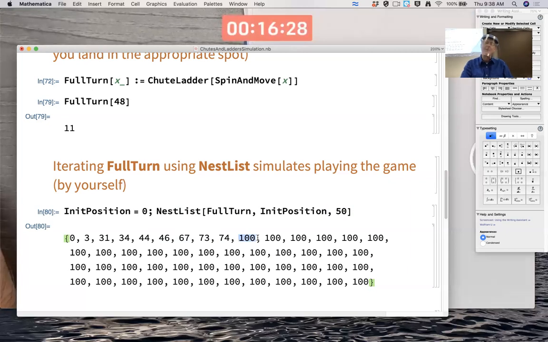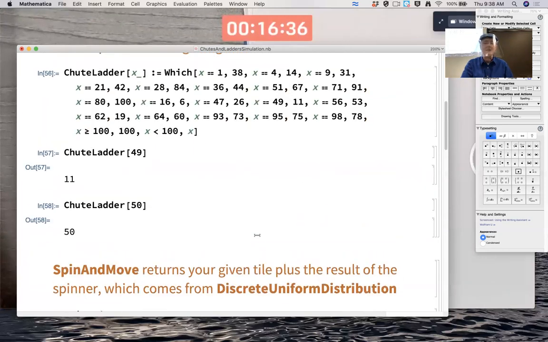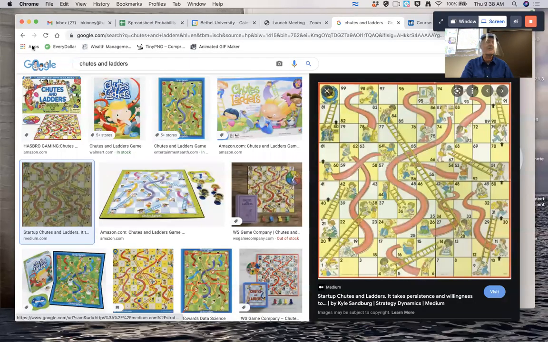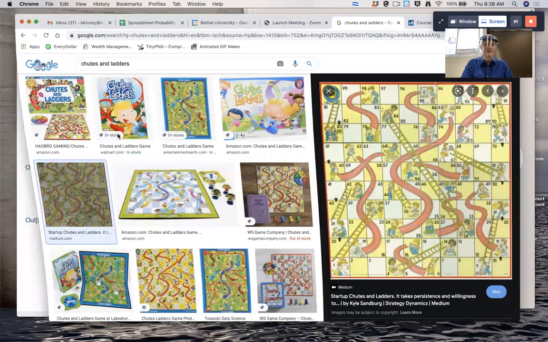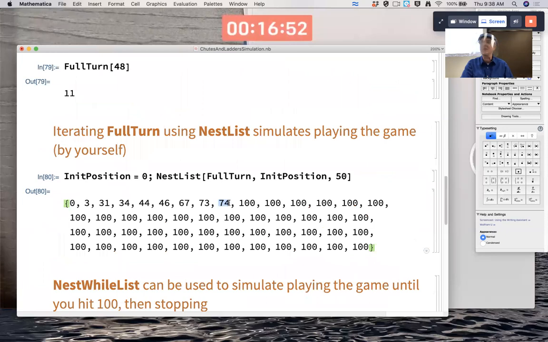Wait a minute. There must be some error here because there's no ladder that goes up to 100. There's some error here. Okay, I've got to fix something somewhere here. The ladder goes 80 to 100. Does it really? Does it go to 100? Yeah. Wow, I forgot that. So if you land on 80, you win. Okay. So the next spin here brought you to 80, 74 plus 6, going up to 100. So yeah, 1, 2, 3, 4, 5, 6, 7, 8, 9 spins. That's a pretty quick game.